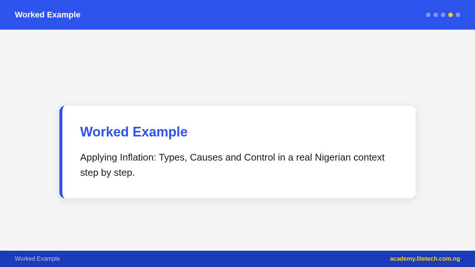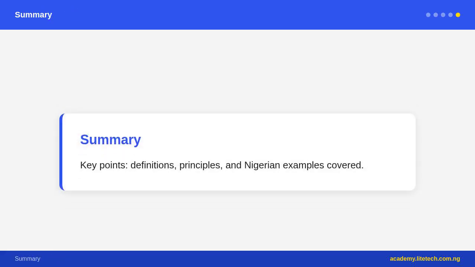Income and price controls. Price controls, setting maximum prices, can reduce inflation in the short term but cause shortages in the long run. Wage controls limit the wage price spiral. Nigeria has experimented with price controls, but they tend to create black markets and reduce supply.